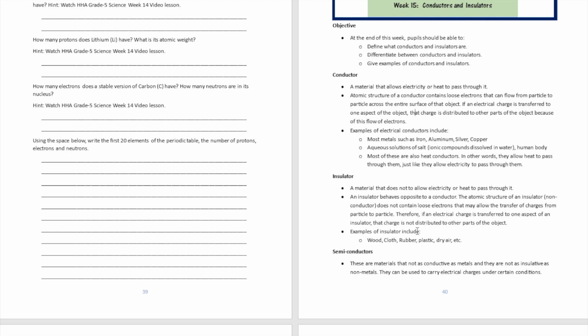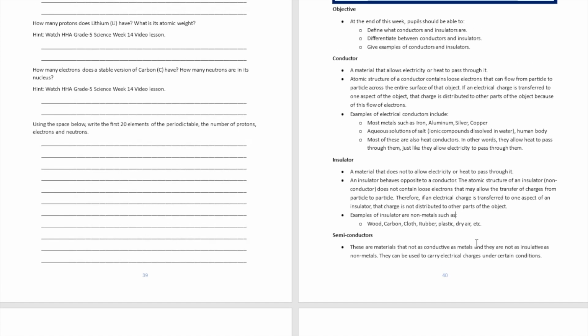Examples of insulators are going to be wood. Another example, I believe, is carbon, even though some people argue that carbon in different conditions can act like a poor conductor. But for the most part, because it's a non-metal, and non-metals are insulators, such as wood, carbon, cloth, rubber, plastic, dry air, and so on and so forth.